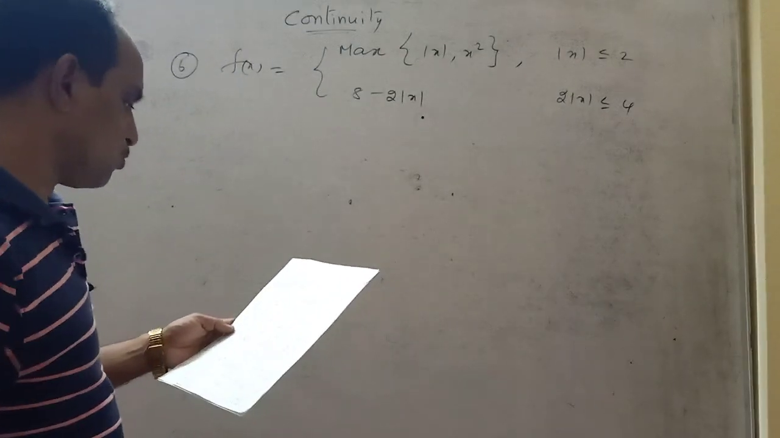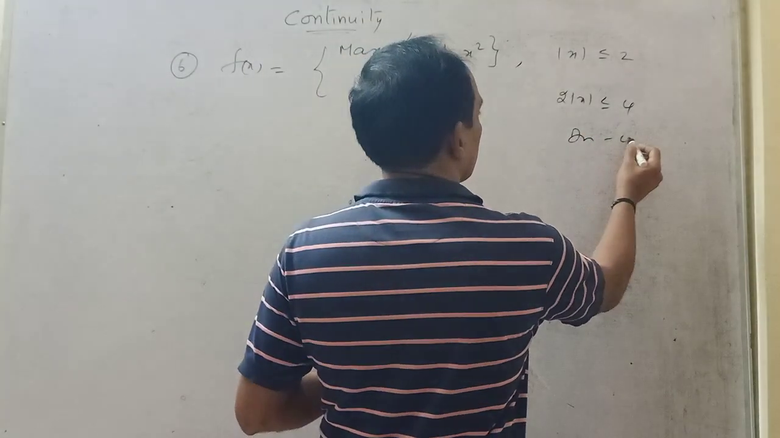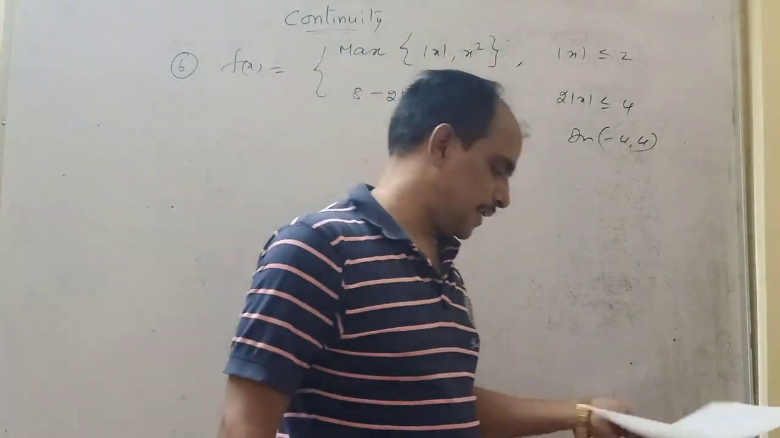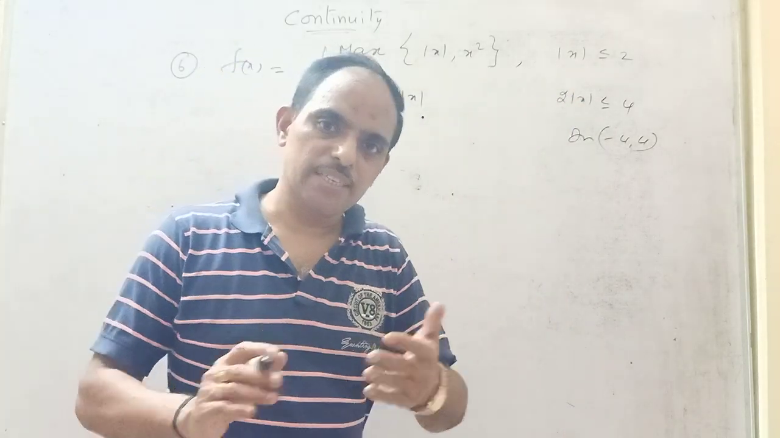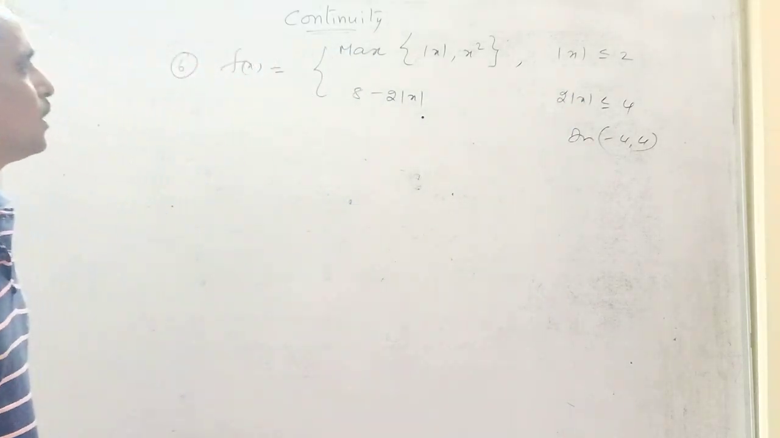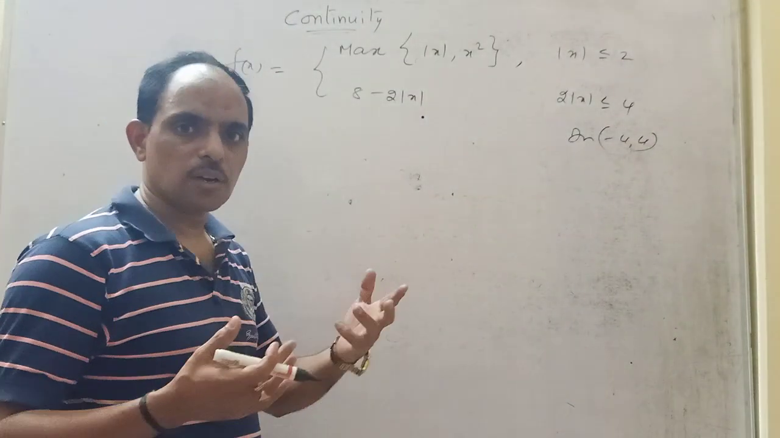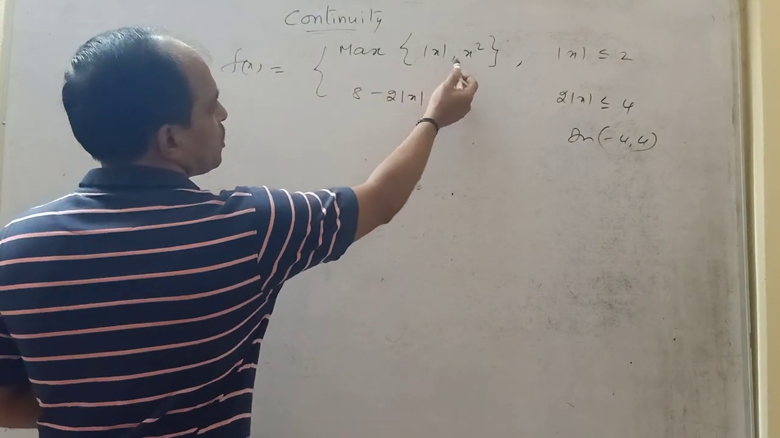In minus 4 to 4, f is not differentiable. In the interval minus 4 to 4, f is not differentiable at the point. Of course, we have to verify that it is continuous also. So, this is one of the best questions. It takes some time. If you have command over graphs, then you can do it very simply. Maximum of these two graphs.